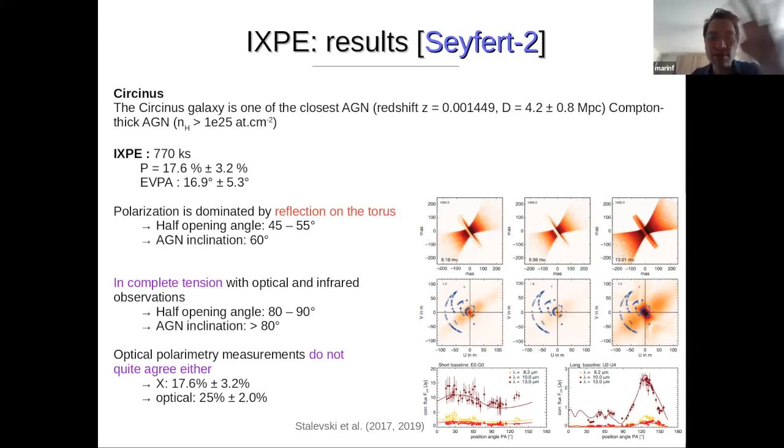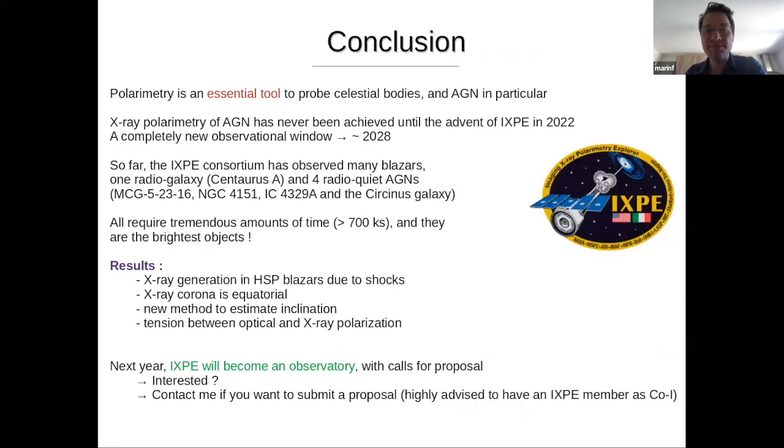Optical polarimetry does not agree either. In X-rays, we are at 17% and in the optical at 25%. And because they come from the same scattering region and are due mainly to electron scattering, the two should be very similar in terms of polarization degree. So it tells us that there is something we have not understood yet in the case of Seyfert 2 AGNs, and in particular about the true geometry of the equatorial obscurer. This is something that we are still investigating.